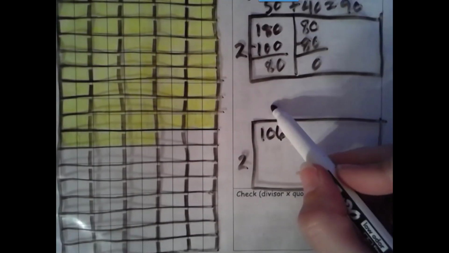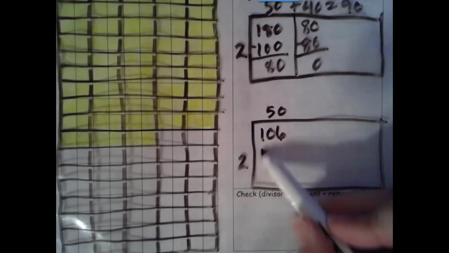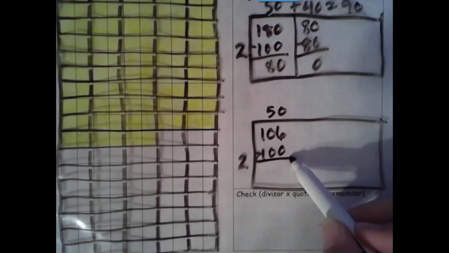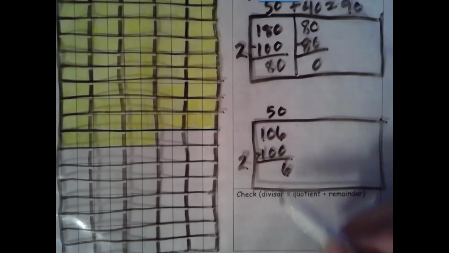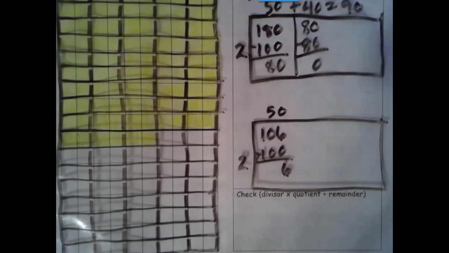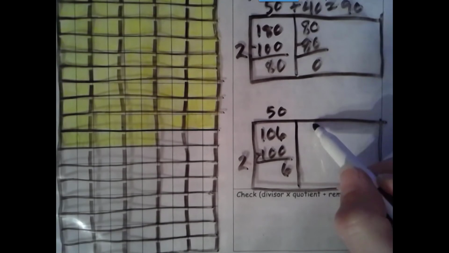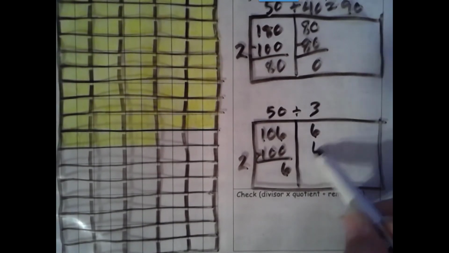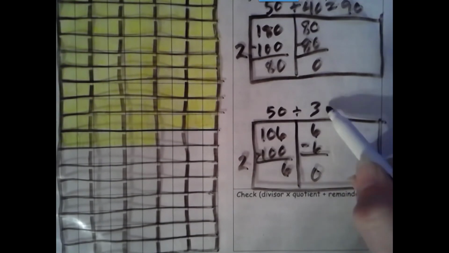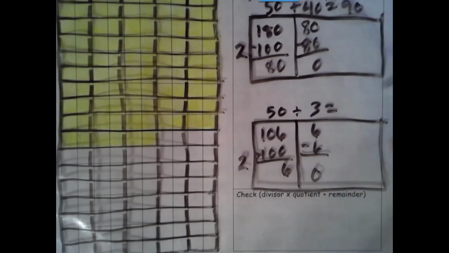Here, 50 times 2 is 100. More on top, no need to stop. Numbers the same, zeros the same. Bring that up here. And 3 times 2 is 6. Numbers the same, zeros the same. Add our partial quotients together and we get 53.